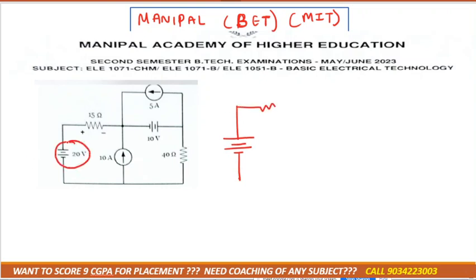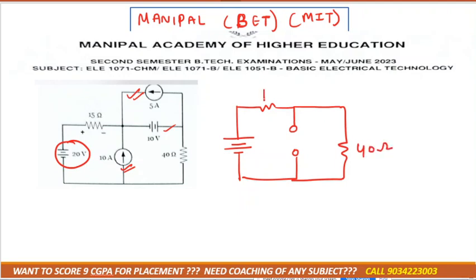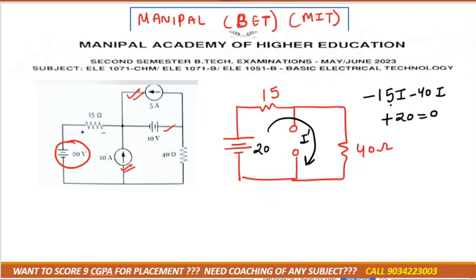First source, I'm keeping the 20-volt source. The current source is removed, that would be open circuit. This other current source is also removed, the voltage source is short circuited, and the resistance would be 40 ohm, 15 ohm. So in this, only one mesh will be there, right? We'll make the equation of one mesh, that is minus 50 I minus 40 I plus 20 equal to 0. You can consider it as I dash.